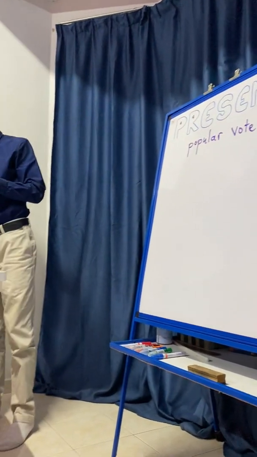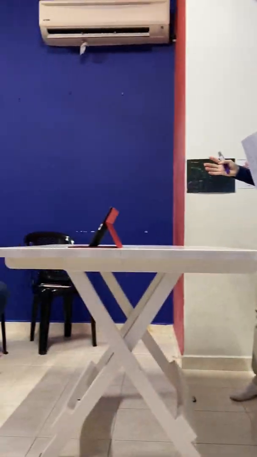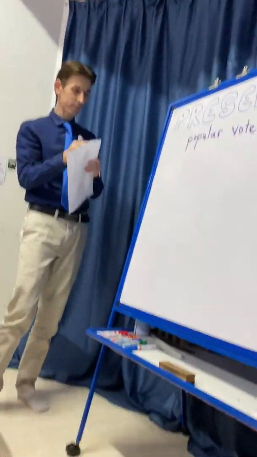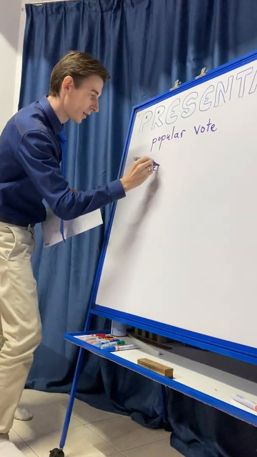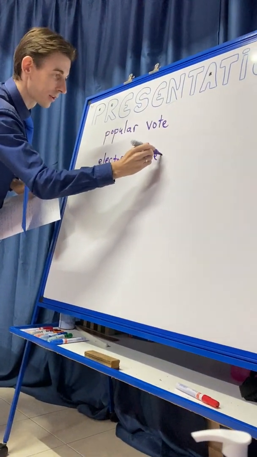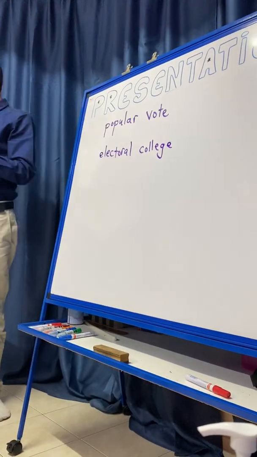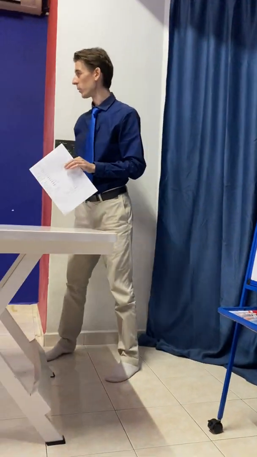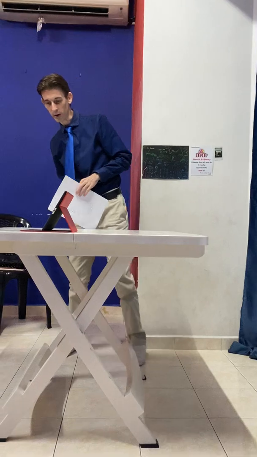This just means you count how many people voted for each candidate and you get the total of how many people, right? That's called the popular vote. And then we have the electoral college. And this is a different way that we count votes in America.